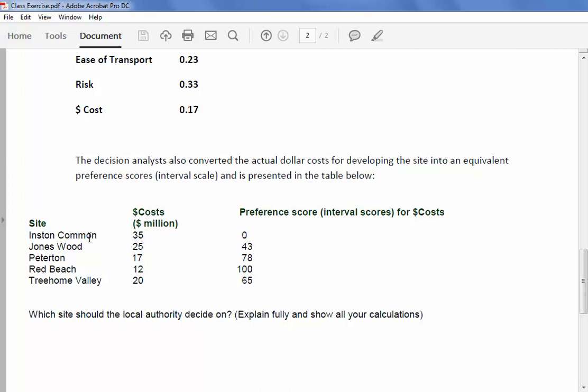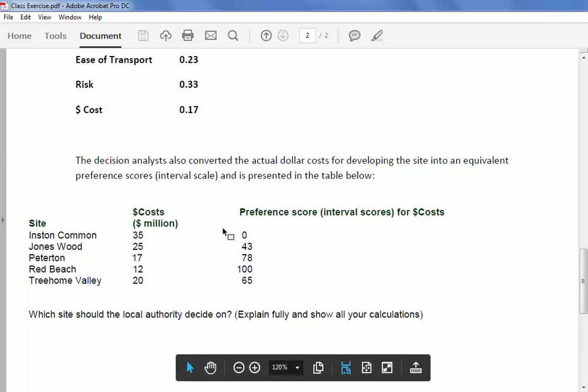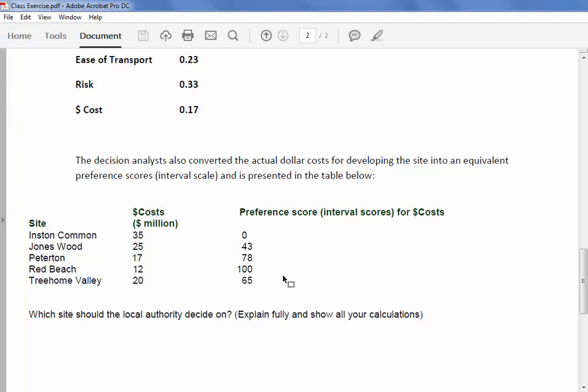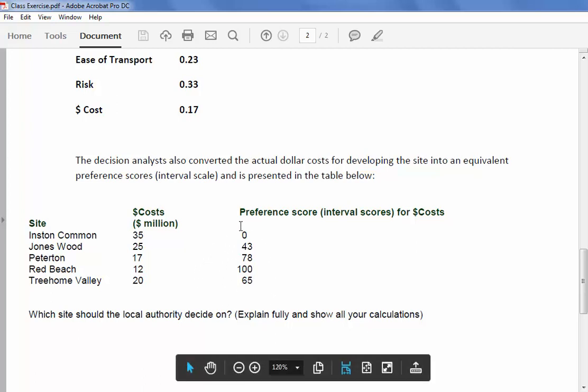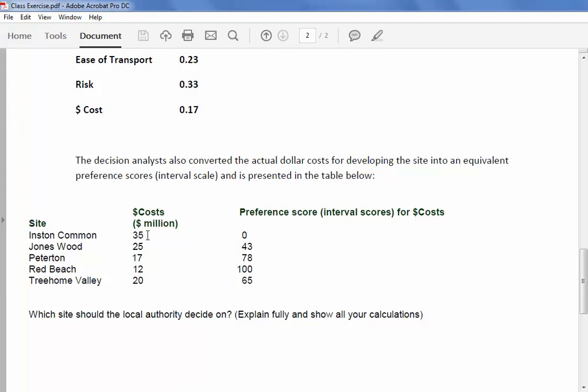So we saw the costs for Inston Common 35 million, Jones-Wood 25 million and so on. But we need to convert these to preference scores on an interval scale so that we can calculate our multi-attribute value score. Now these are given in this example, but we do need to know how we could calculate these preference scores if we were only given the costs. Take a look, Inston Common 35 million. So this is the highest cost. So this is the least preferred. This gets a 0. Then have a look at 12 million here, the lowest cost. Red Beach has that score, and so that gets 100 in terms of being the most preferred.